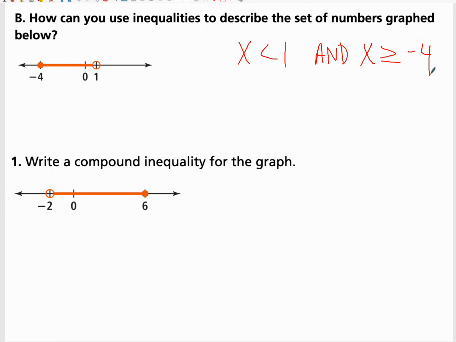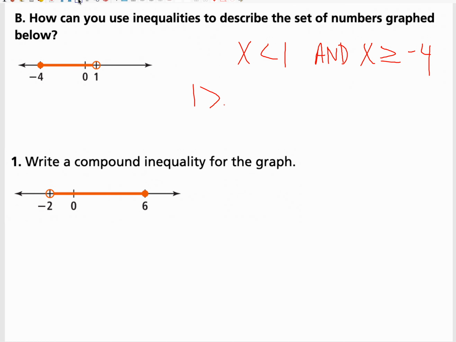Okay? So when we write an and inequality, there's a couple of ways we can write that. There's always more than one way we can write inequalities, right? We talked about that in our last lesson where you can flip them around. We could write this one as 1 is greater than X, which is the same thing as X is less than 1, right? So we can turn some things around and have those written differently.